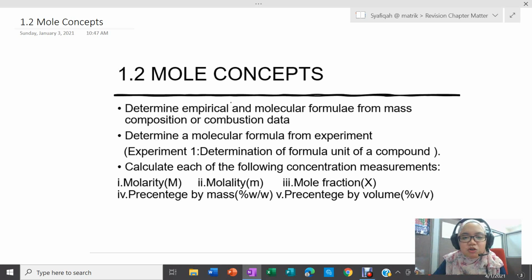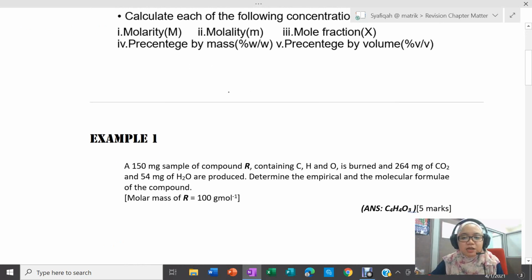Okay, second, determine a molecular formula from experiment. Ini lebih kurang lah macam learning outcome yang pertama. And then last one, kita nak calculate each of the following concentration measurement. So you have to know what is the formula for molarity, mole fraction, percentage by mass, percentage by volume. Okay, you have to know each of the formula. Sebab apa? Kalau you tak tahu formula, you tak tahu step apa yang you kena buat. Apa yang you kena cari untuk dapatkan molarity, for example, kan? So, you have to know the formula for each of the concentration measurement. Okay. So, let's look at the first example.